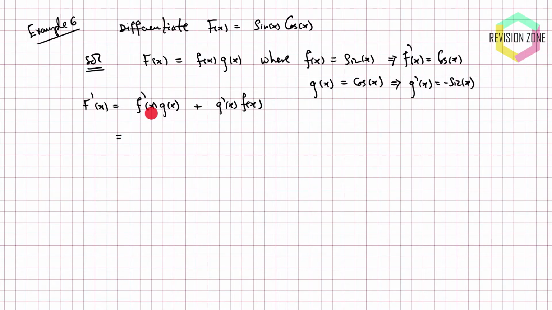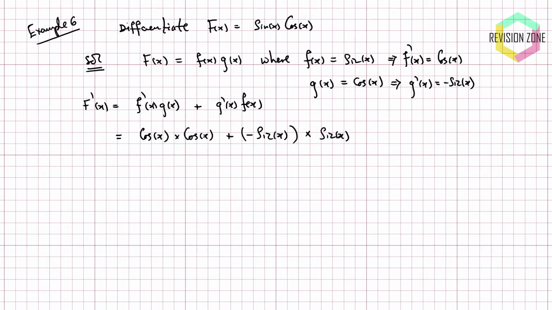So my f prime is cosine, so I'm going to write that down. So I've got cosine of x, and then my g is just a cosine, so I'm going to write that down again. So it's multiplied by cosine of x, and then I have a plus, and my g prime happens to be negative sine x. So it's going to be negative sine of x. Let's put a bracket around this just so we don't get mixed up with the negative sign. And then I have the f of x, which is just the sine function.